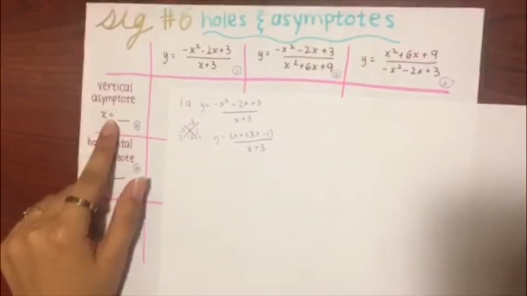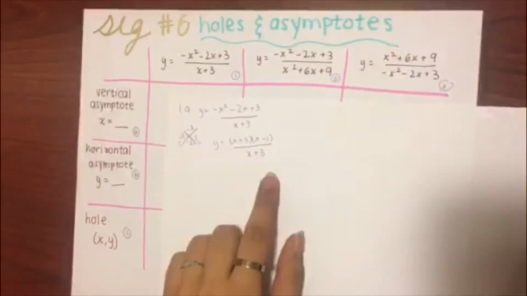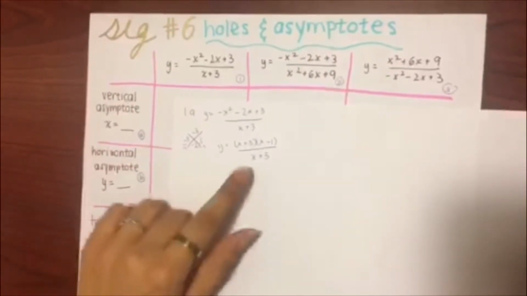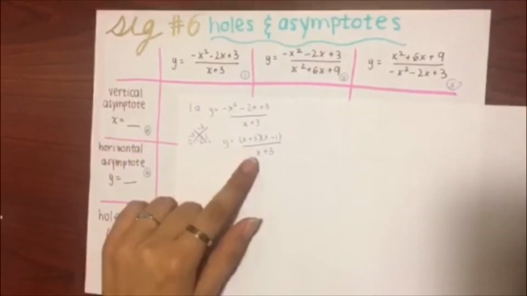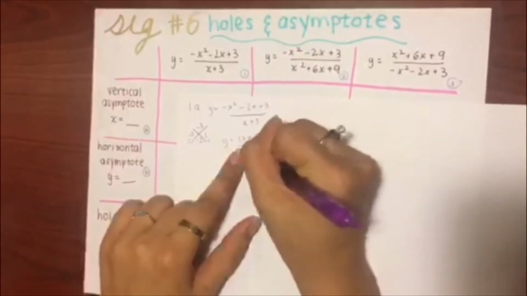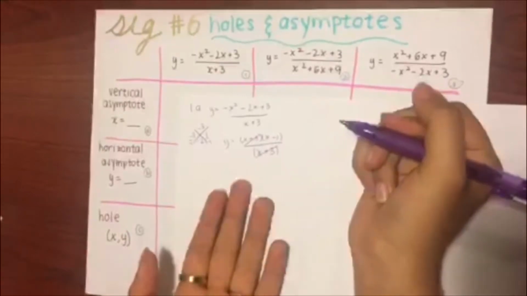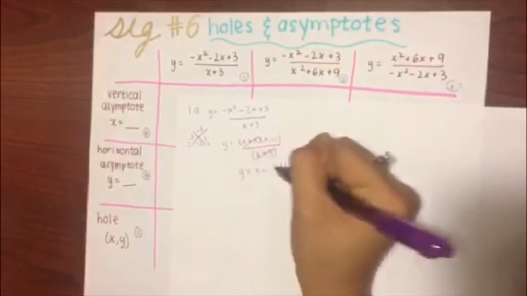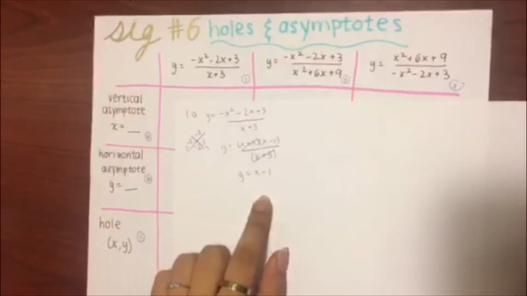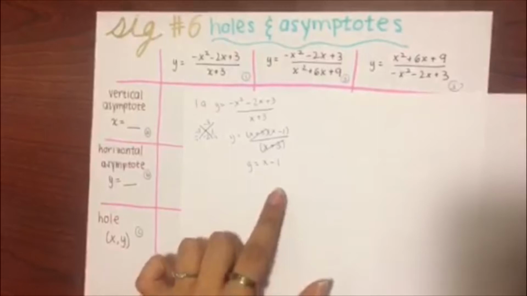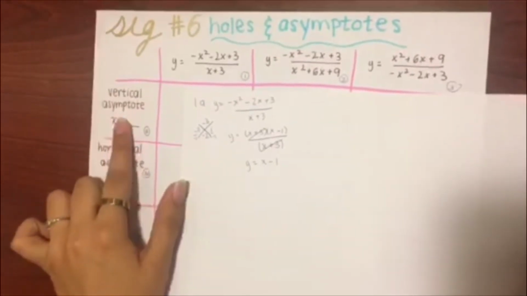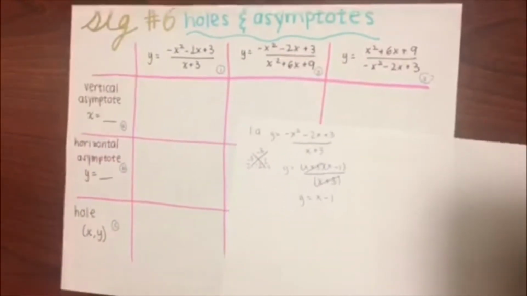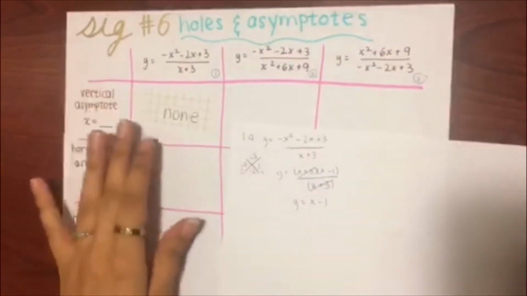When it asks you to find the vertical asymptote, you're going to have to set the denominator to 0. Before we set the denominator to 0, we can see right now that we can cross out the x plus 3's. That's what we're going to do right now because we have to simplify this equation as much as we can. So we are left with y equals x minus 1. We are looking to see if there is a denominator, and if there's a denominator, we will set it equal to 0 to find the vertical asymptote. But because there is no denominator, we are going to write none for this box right here.